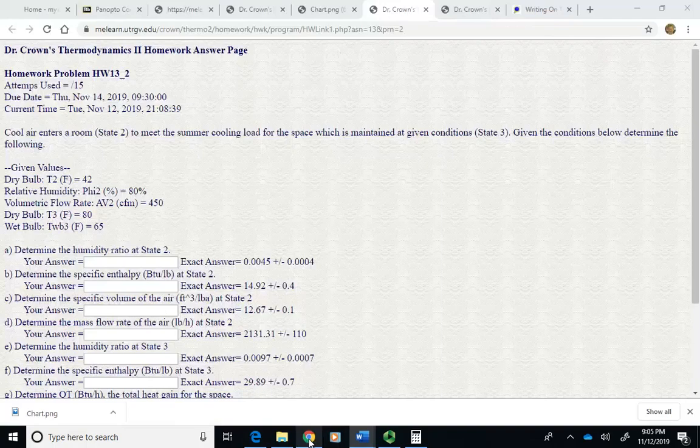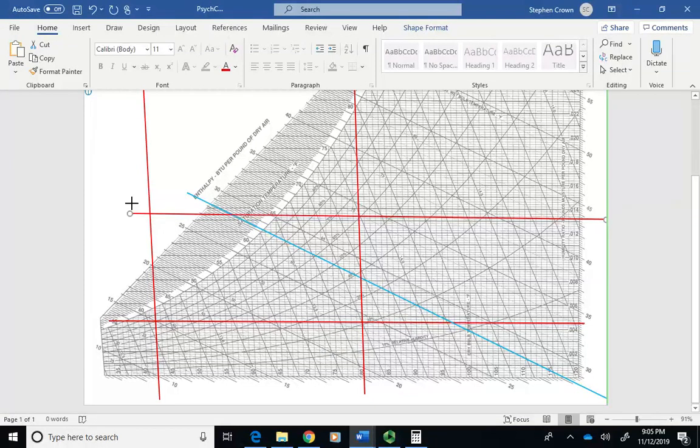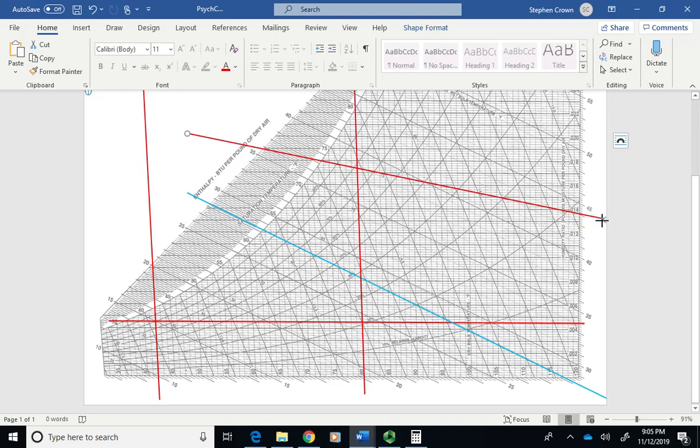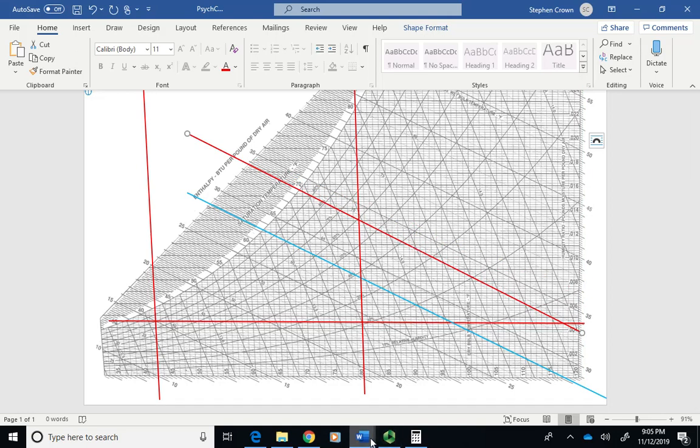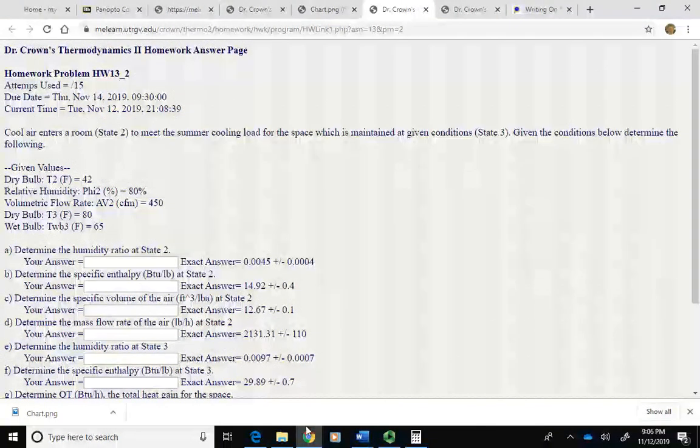Let's go back and check the problem. So I have 42 degrees and 80, which I think I did right. 42 and 80. And then 80 and 60 something. So let's move our line to be parallel with the wet bulb lines. And we'll check that again. It's 80 and 65.